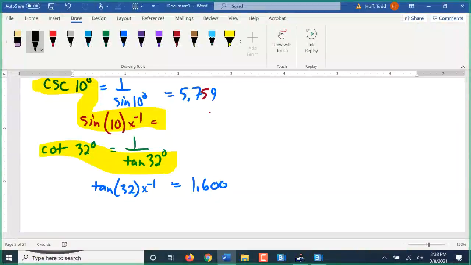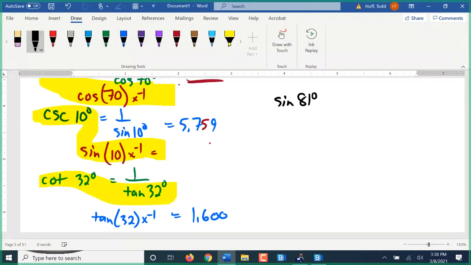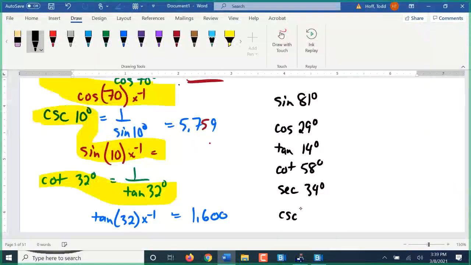So in your notes, I want you guys to try a few here. I want you to do the sine of 81 degrees, cosine of 29 degrees, tangent of 14 degrees, cotangent of 58 degrees, secant of 34 degrees, and cosecant of 56 degrees.